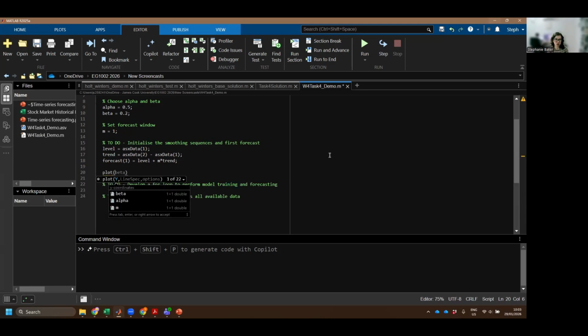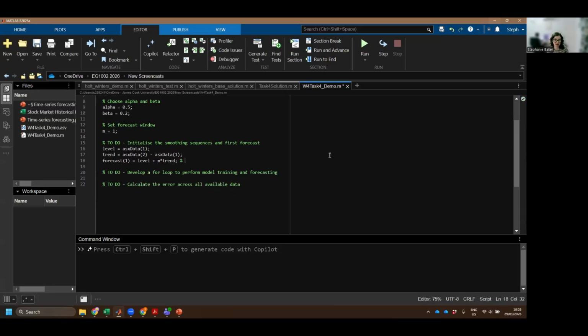So if we plot, firstly, our observed data, actually, I should also make a note, this forecast 1 is going to be a forecast for the third day. So we've used up days 1 and 2 in initializing, which means our first forecast is actually for the third, I should say, week. So it'll be for week 3 rather than anything earlier.